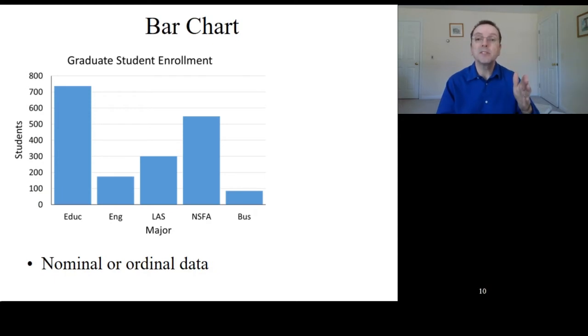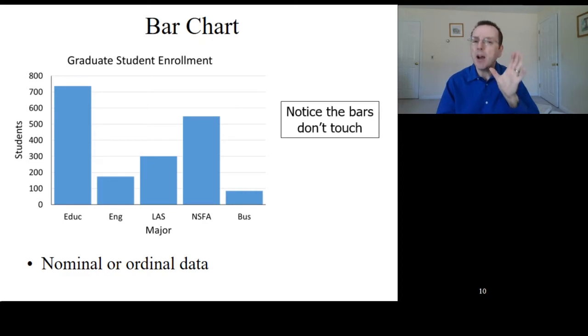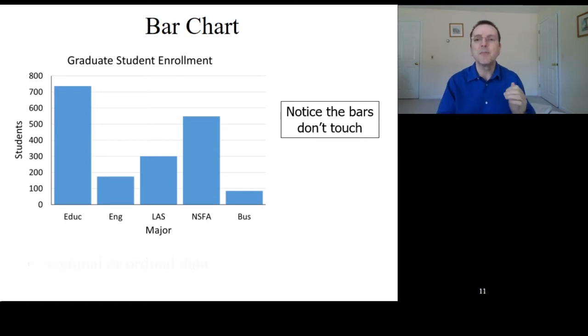Now, each of the categories, in this case colleges, is then represented by a bar with the height of the bar indicating the number of graduate students enrolled in that major. Now, notice the boxes don't touch. That's because they're discretely different things. If the boxes touch, it implies a numerical sequential range of scores from low to high. That doesn't apply to nominal or categorical data, and it really doesn't apply to ordinal data as well.